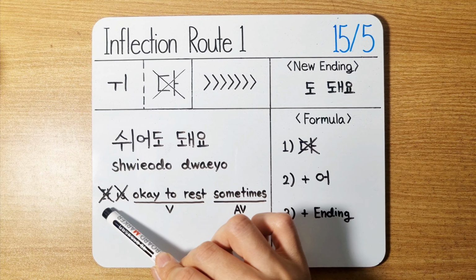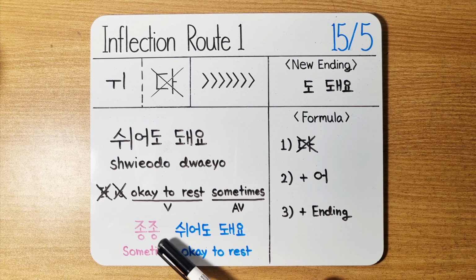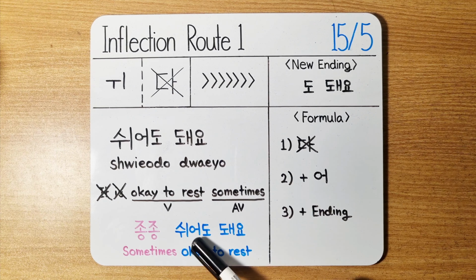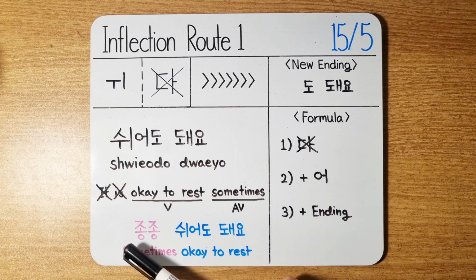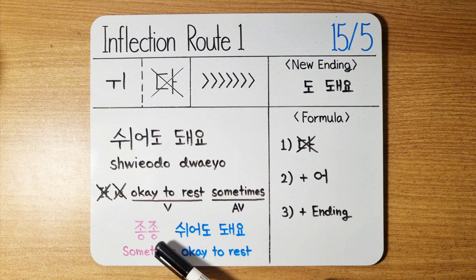종종, sometimes, in pink, 쉬어도 돼요, okay to rest, in blue. So altogether, 종종 쉬어도 돼요, 종종 쉬어도 돼요. And that would be the equivalent of saying it is okay to rest sometimes within this given context.